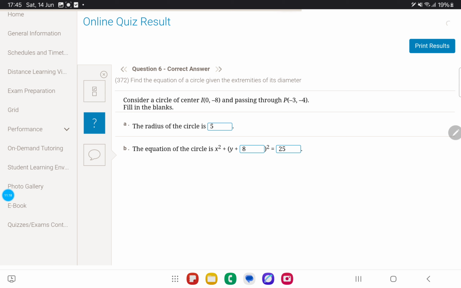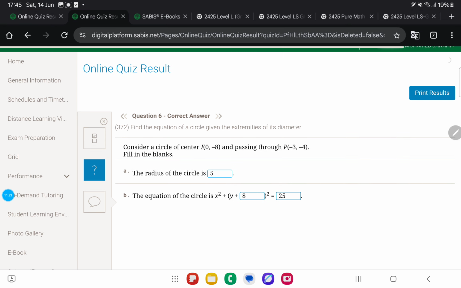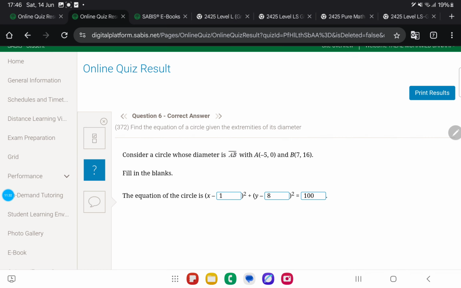It's loading. What's wrong with it? Give me a moment, guys. Never mind. Here it is.